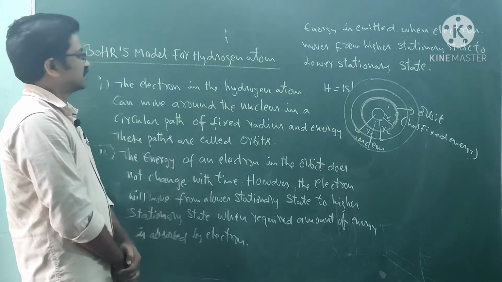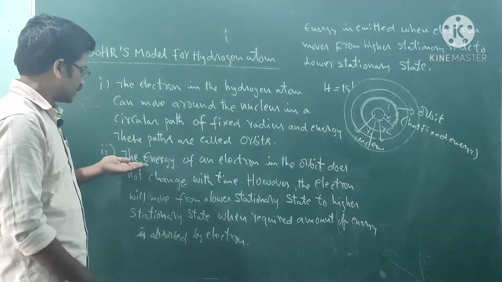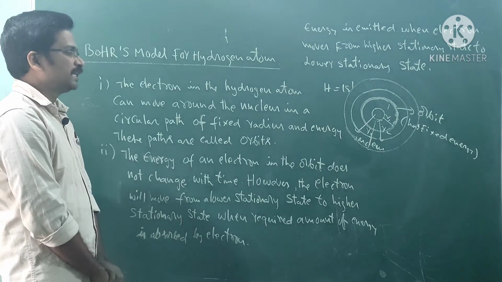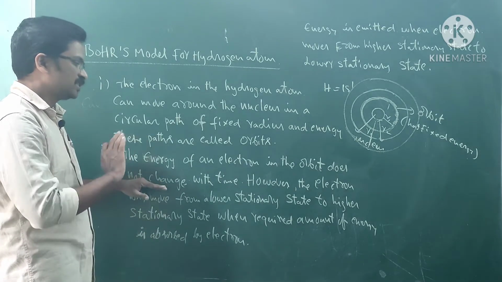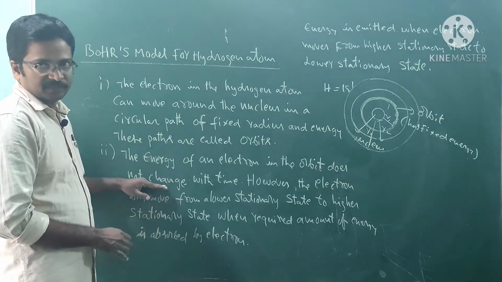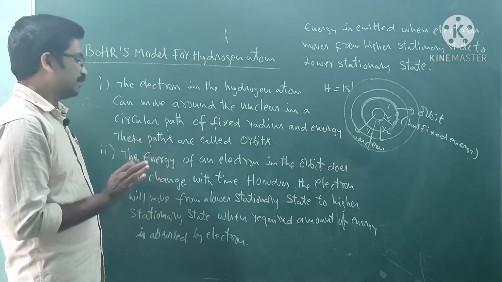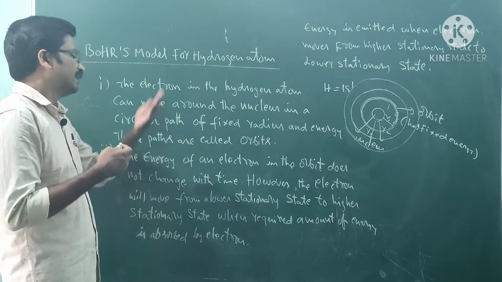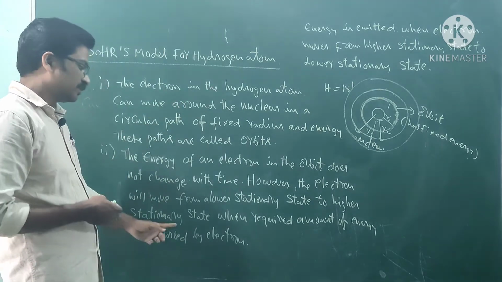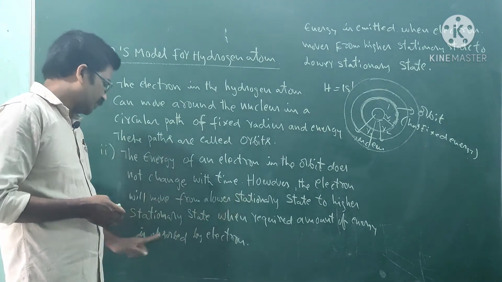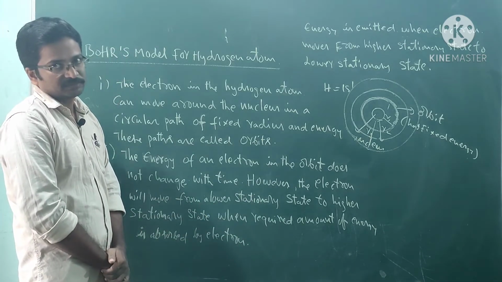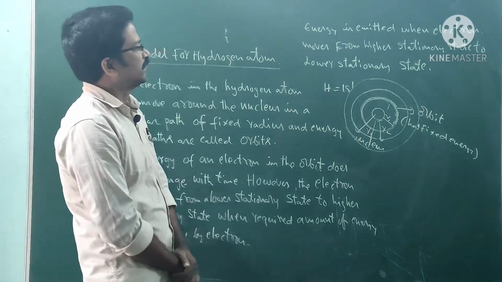Next, the second point. Let us focus. The energy of an electron in an orbit does not change with time. However, the electron will move from a lower energy state to a higher energy state when the required amount of energy is absorbed by the electron. Okay? Next point.